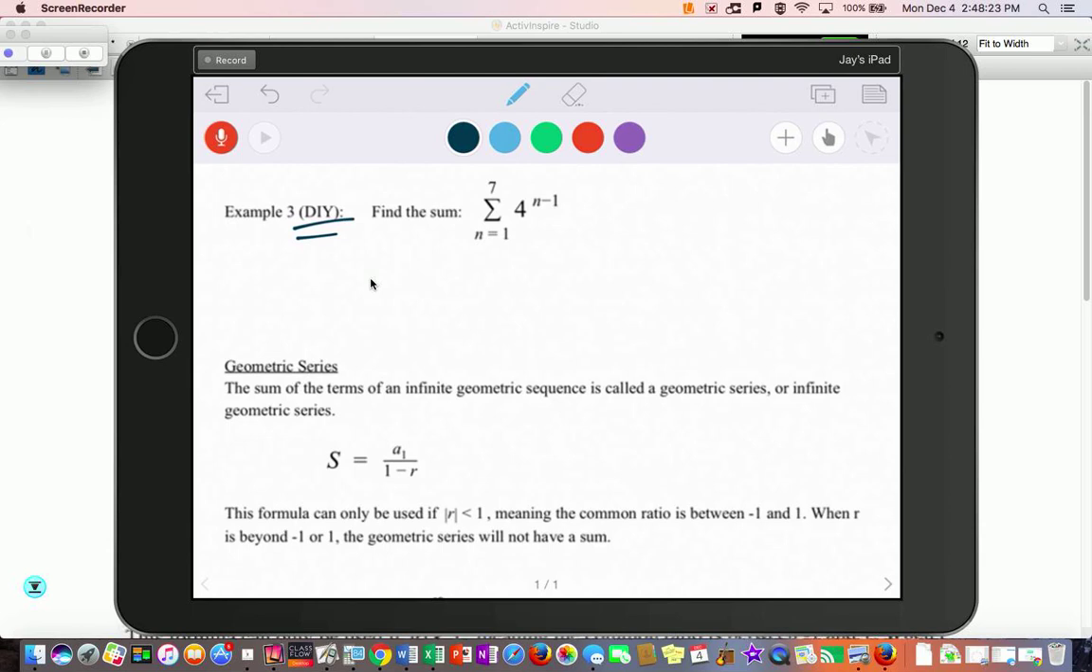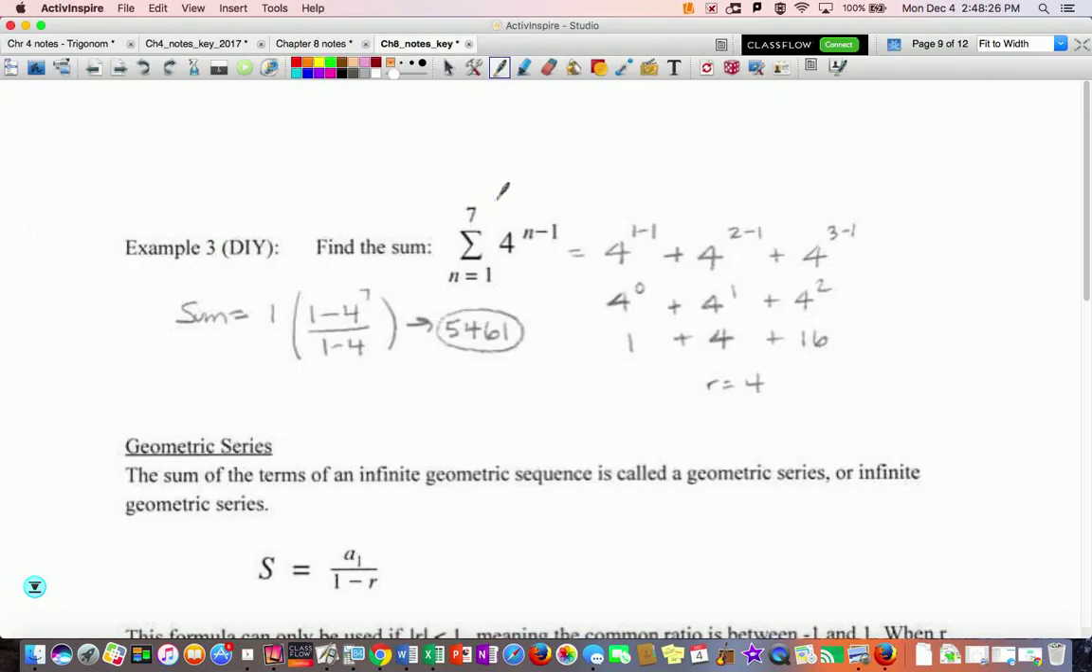Okay, so if you've been working on this one, the answer is going to look like this. The way this person did it is they just took 4 to the 1 minus 1, 4 to the 2 minus 1, and you're finding that your R is 4 all the way along, because 4 to the 1 minus 1 is 4 to the 0, which is 1. 4 to the 2 minus 1 is 4, so you can see 1, 4, 16, you're just multiplying by 4. Well, first term technically is 1. 1 minus 4 to the 7th over 1 minus 4, you're dividing by -3. You should have got 5461.